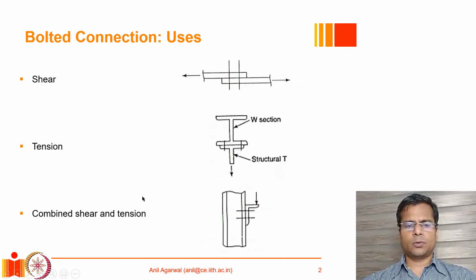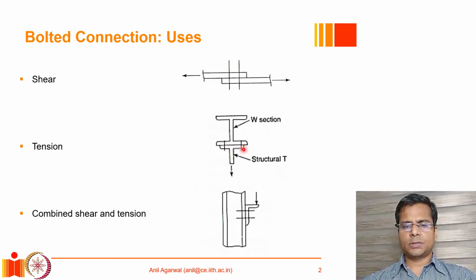Also, there can be situations where the bolt is subjected to tension force demand. One example is shown here, wherein a structural T section is being pulled from a wide flange or I section as shown here, and because of this tension force that is shown here in the form of an arrow, these bolts which are connecting the T section with the W section will be subjected to tension force demand. So in this particular case, if the structure is symmetric and the total tension force is T, the tension demand in each bolt will be T divided by 2.